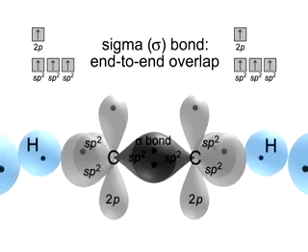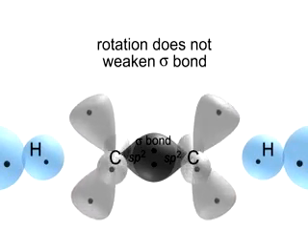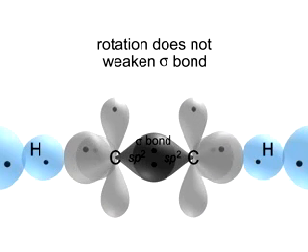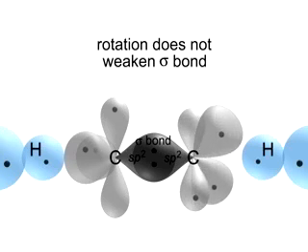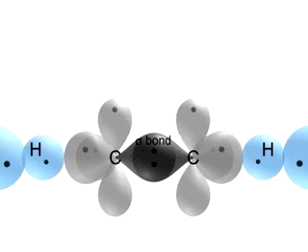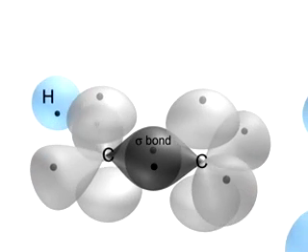It is symmetrical along an imaginary line between the nuclei and is not weakened by the rotation of one atom with respect to the other. Now, focus on the two parallel 2p orbitals. By substituting accurate representations of 2p orbitals, you see that they can easily overlap side to side.